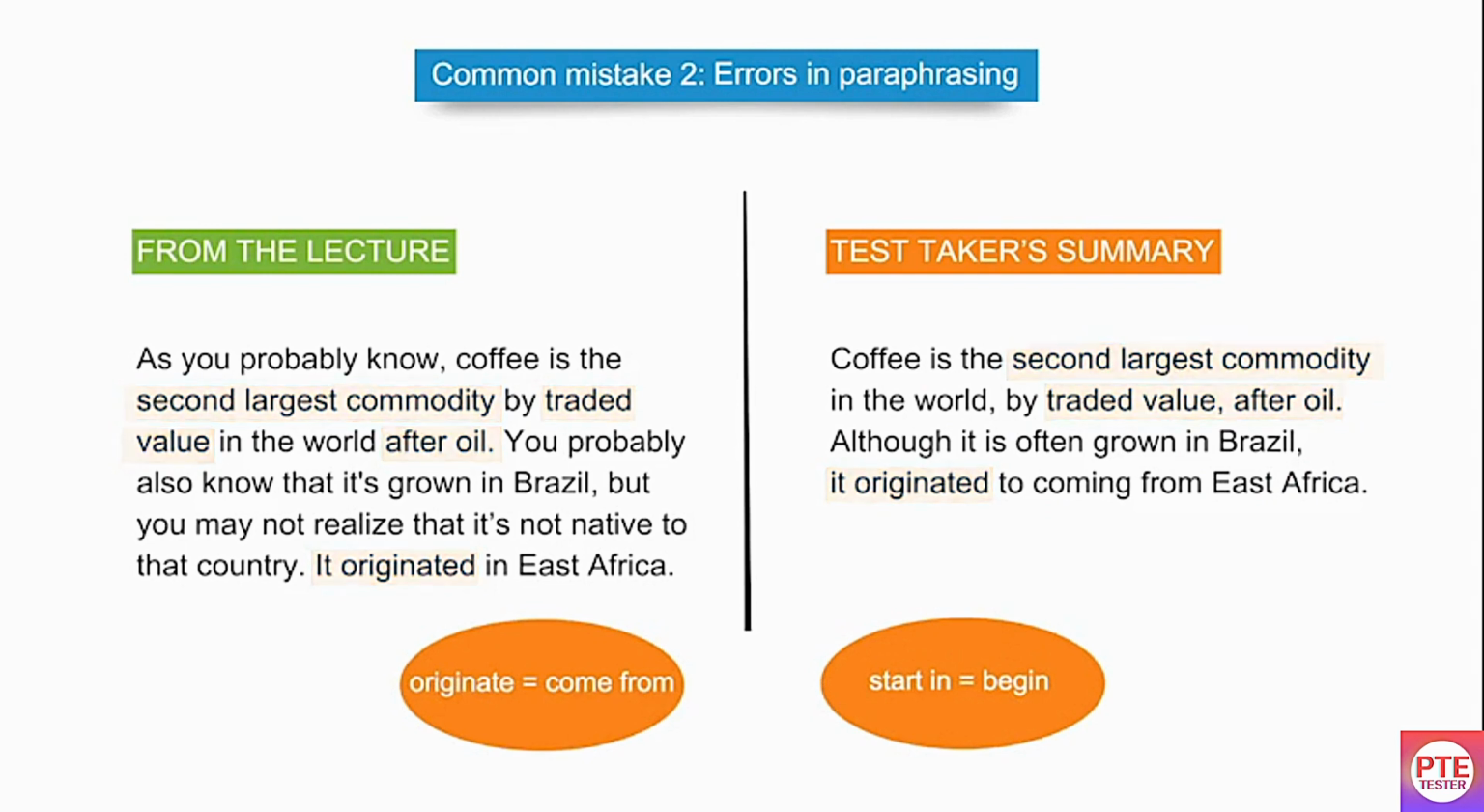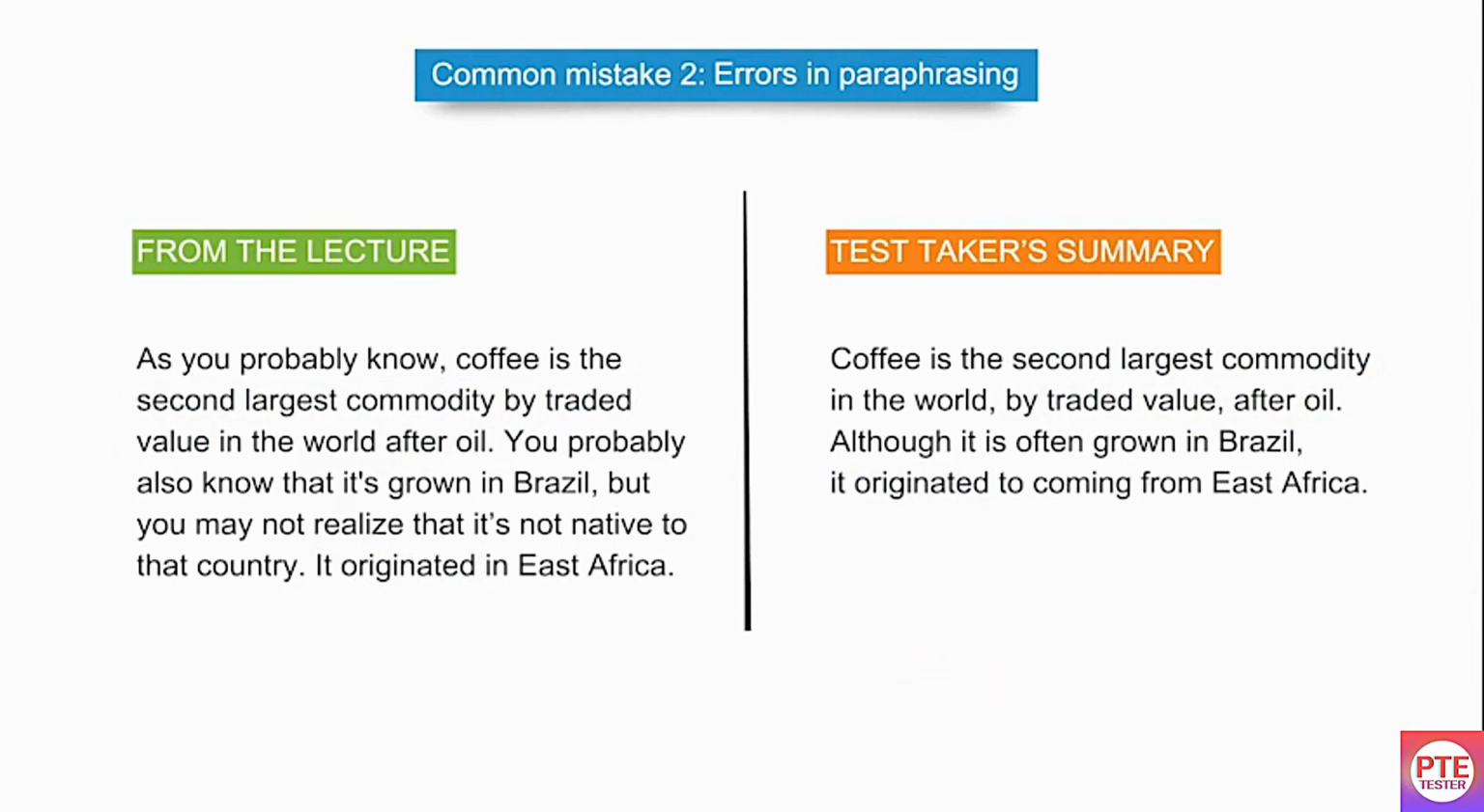Paraphrase what you hear and use synonyms to show a range of language. Moreover, the test taker used language they weren't confident with. This meant they made a mistake in the second sentence. Originated to coming from. Only use vocabulary or grammatical structures that you are sure of.